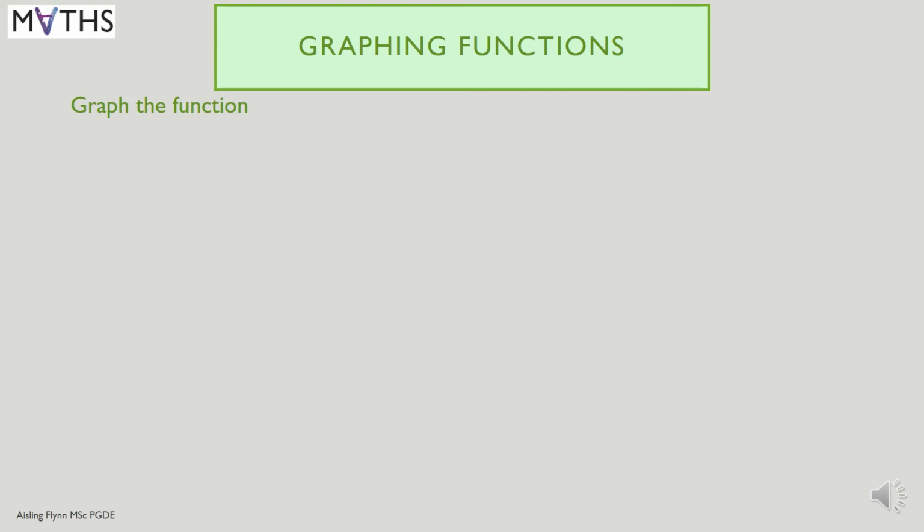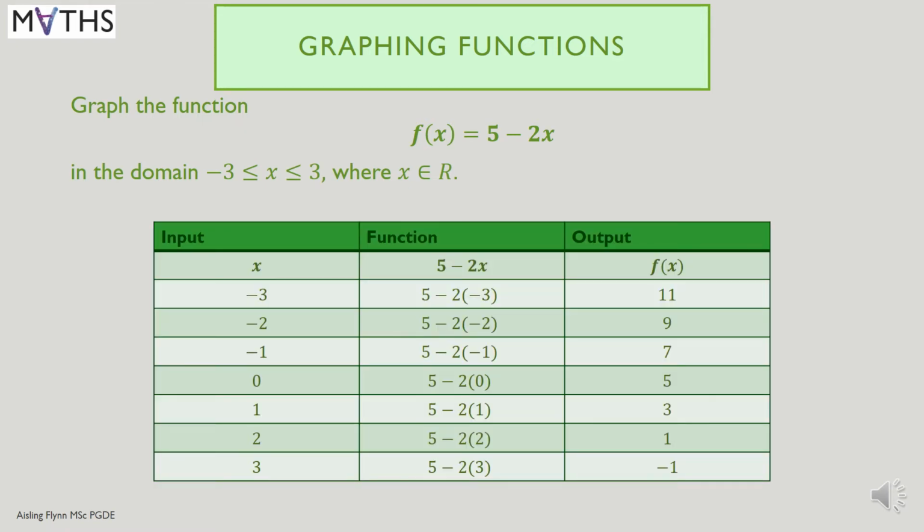Okay, so here's another one to do, just to repeat the process. Graph the function f of x equals 5 minus 2x this time. Okay, in the domain from -3 to +3, where x is an element of R, the real numbers. Okay, so again, you can create your table like so. Here's our inputs, this time starting at -3 and finishing at +3.